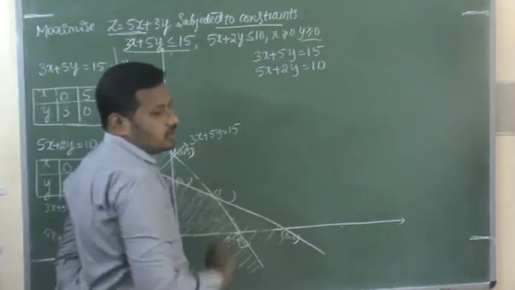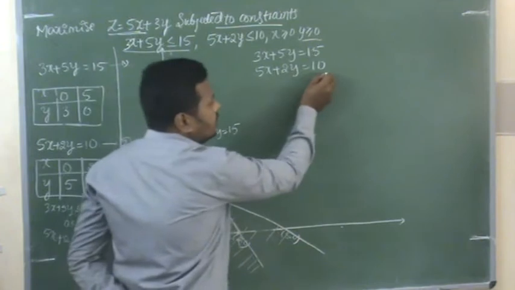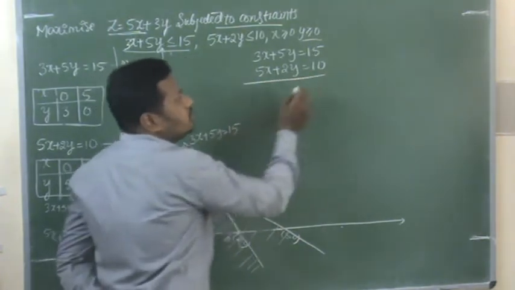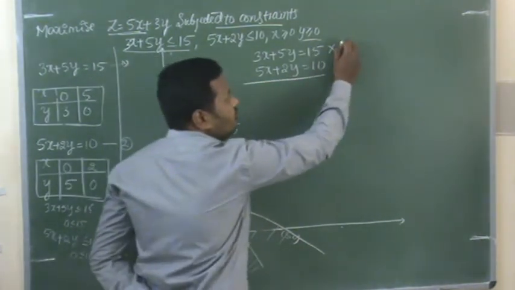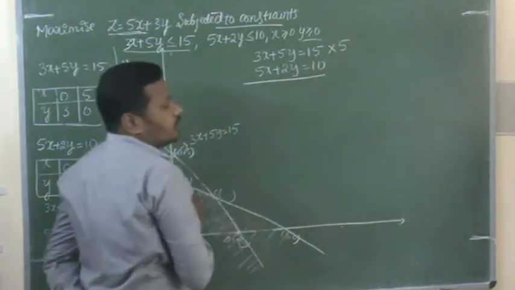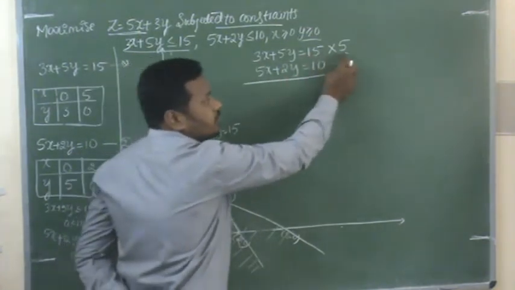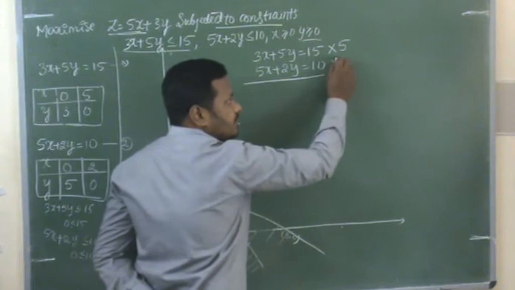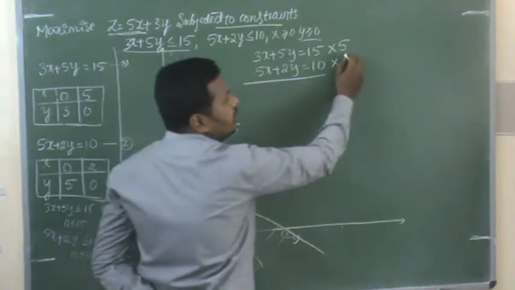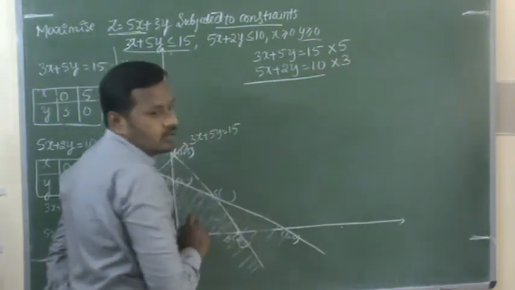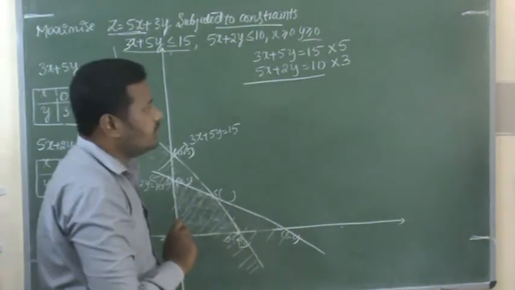In these two equations, the first equation is multiplied by 5. Similarly, the second equation is multiplied by 3.